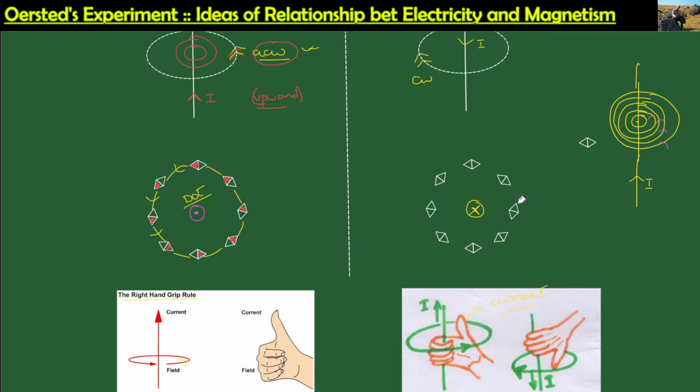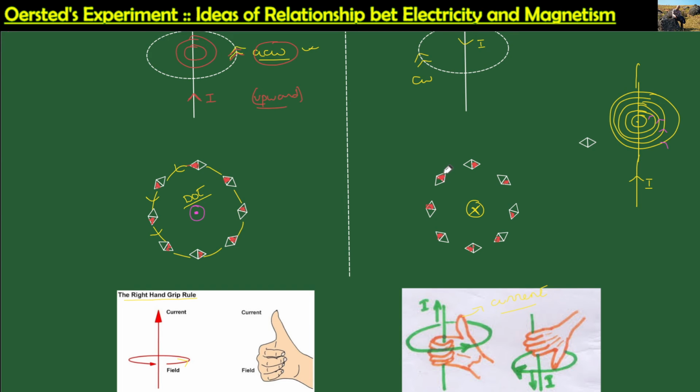So what will happen in this case? The direction of current flow will be in the reverse direction, so the rotation will be clockwise. When you bring that magnetic needle, this north pole will move in this direction. So this will be the direction of your magnetic field lines.